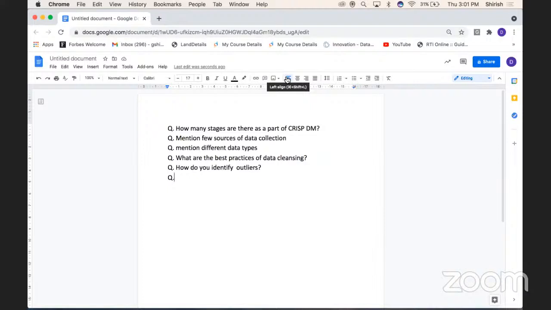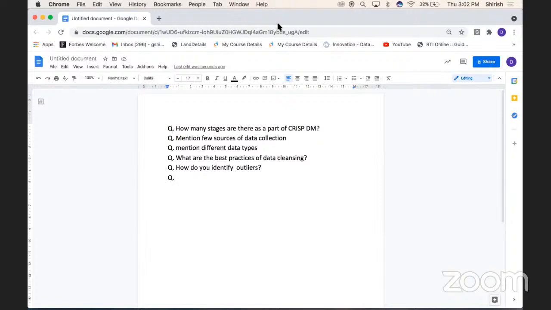Then we also know the different techniques you will follow to identify the outliers, right? So when you are trying to identify these outliers, you will check for interquartile range. Based on that particular formula, you will move forward and take a call whether it is identified as an outlier or not.